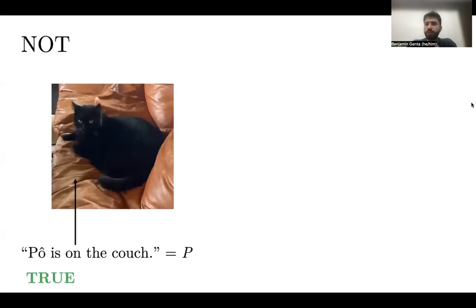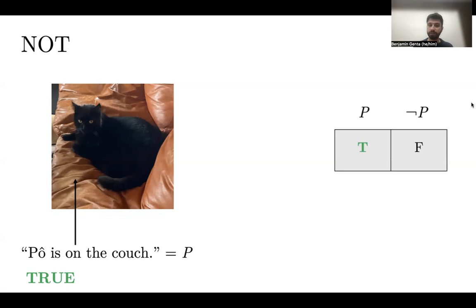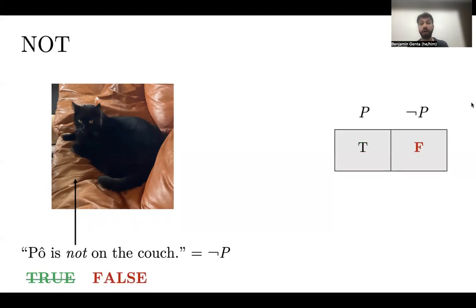So what about the not? How can we put that in? So again, we'll take our simple statement, Po is on the couch, and it's true in this case. And if we say not P, then that will become false, right? If it's true that Po is on the couch, then Po is not on the couch, which we denote with this dash, or also a squiggly line in the book, then that sentence, that complex statement, not P, is going to be false.